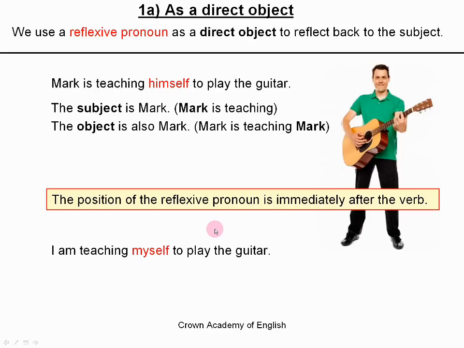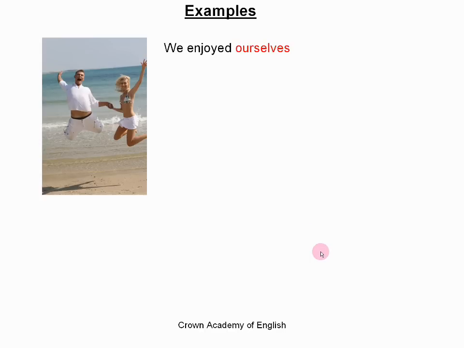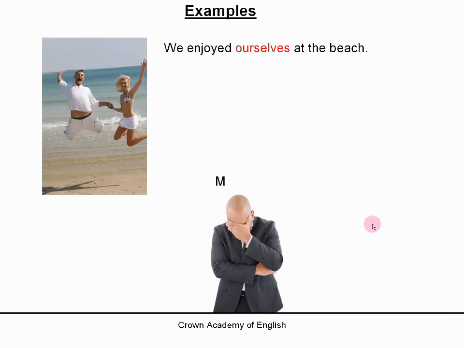Some more examples. I am teaching myself to play the guitar. Jane is teaching herself to play the guitar. So Jane is female, so we use the third person singular female reflexive pronoun, herself. Examples: We enjoyed ourselves at the beach. Mark blamed himself for the car accident. Okay?